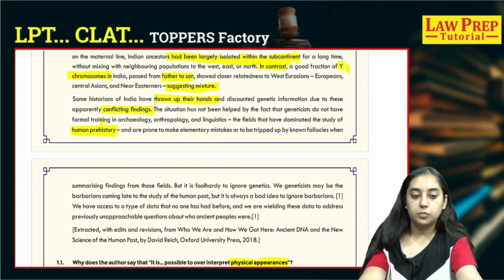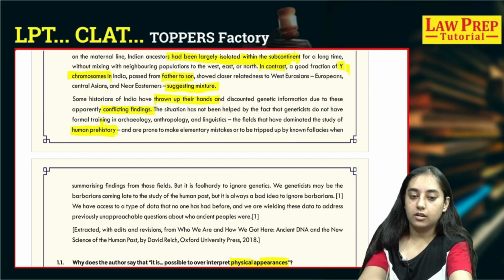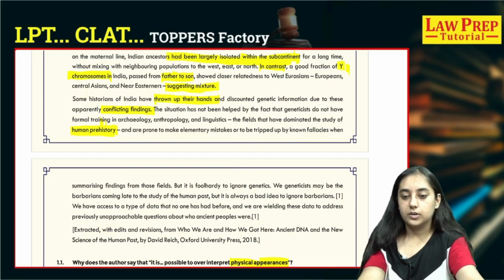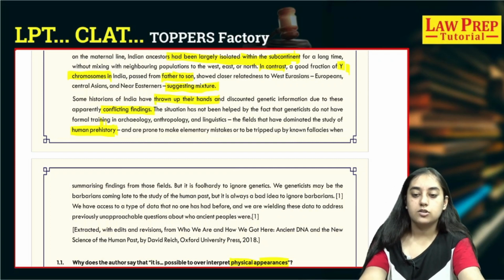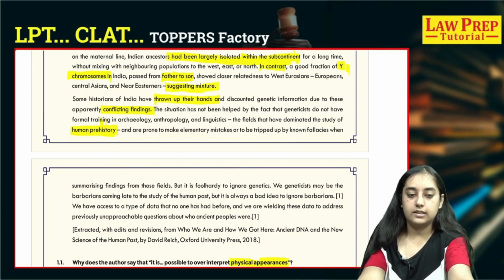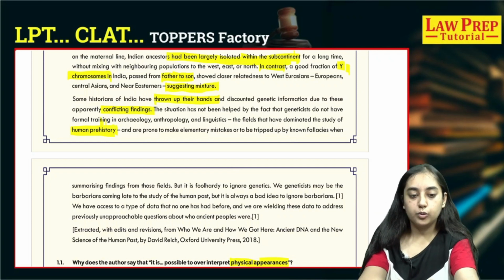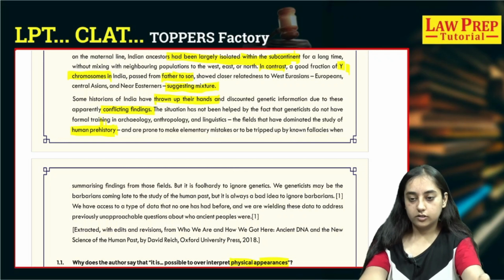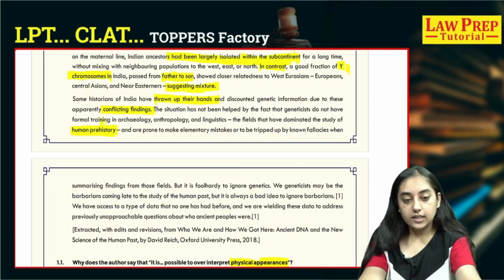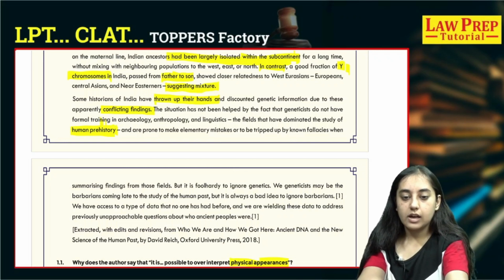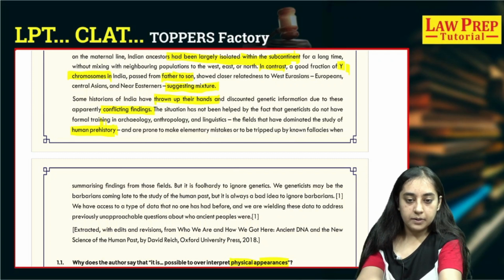If you have to study human prehistory you must study archaeology, anthropology, linguistics, because this field is largely dominated by these three. And geneticists they have not received any formal training in these three particular fields, and that is why they are prone to make elementary mistakes. Because they have not studied these subjects, they are prone to making these elementary mistakes.